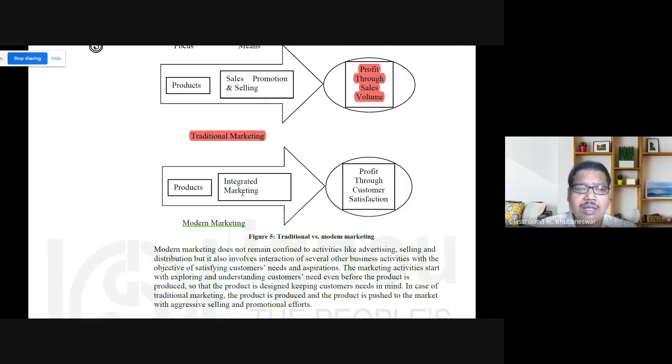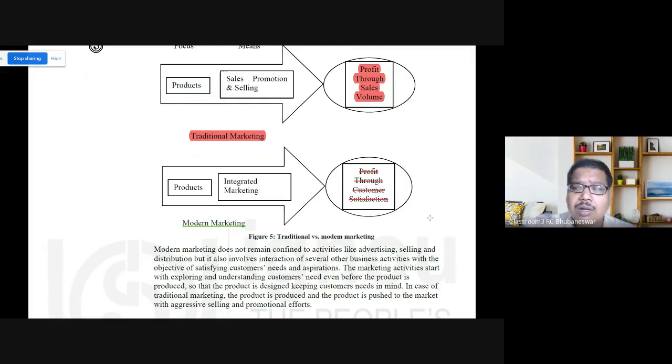And here in modern marketing, we do not remain confined to advertisements only, but we have to involve interactions several times with the business activities with respect to the customers, whether they are satisfied or not. So many times we get calls about the particular products we are using, whether the day-to-day services are being received or not. That could be the requirement where we can say profit through customer satisfaction is a different level of achievement in modern marketing.